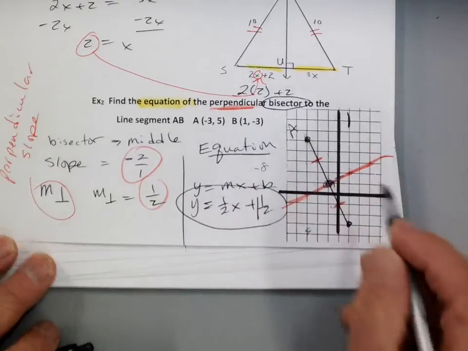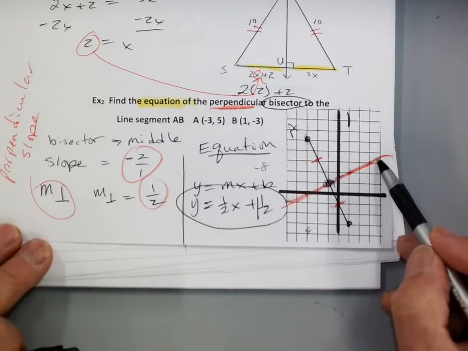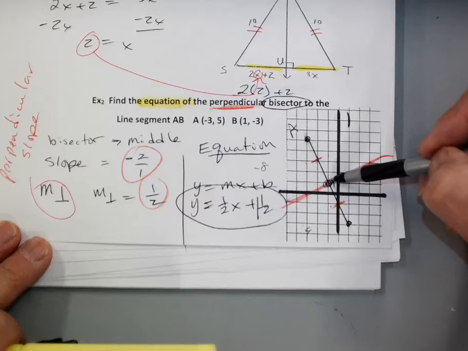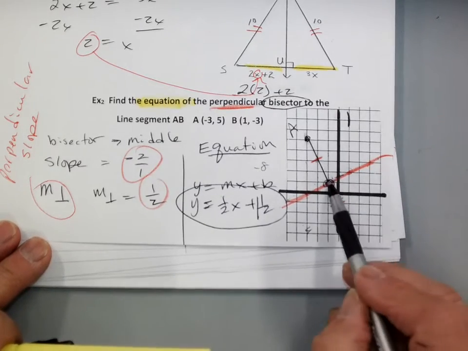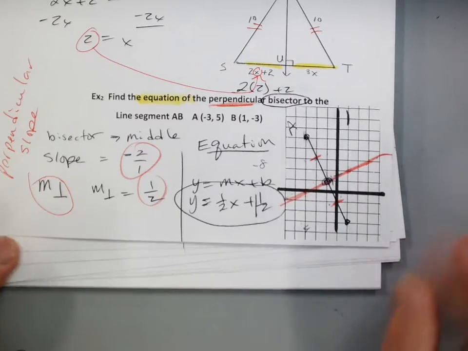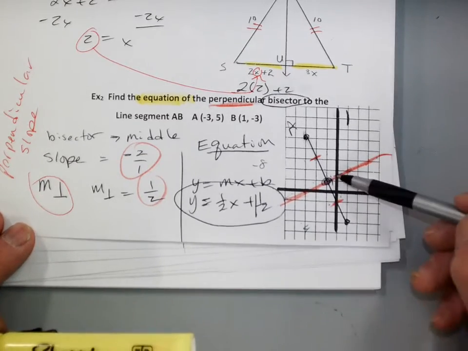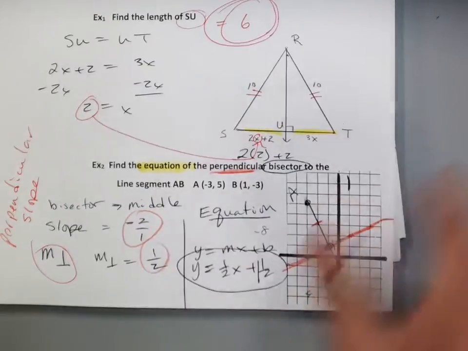There we go. So we drew the perpendicular bisector, went through the middle, cut it in half, and we knew the equation was up 1 over 2, y equals 1/2 x plus 1 1/2, because it goes through 1 1/2. Okay? All right.